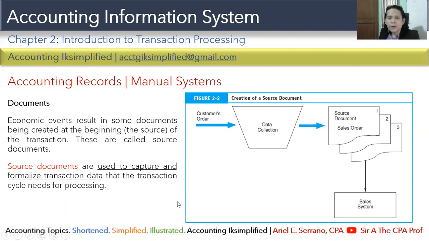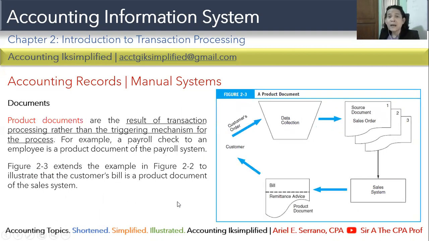The next type of document is what we call a product document. And a product document is a result of transaction processing rather than a triggering mechanism for the process. Kagaya po ng makikita ninyo dito, no? In-extend po ng figure 2-3 ang figure 2-2 kanina para maipakita sa inyo yung customer bill. And a customer bill is an example of a product document. Okay, produkto po ito ng sales system.